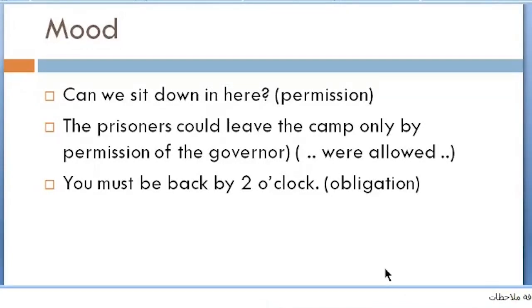The speaker has an intention in his mind, and he wants to reflect this intention through what? Through the modal auxiliaries, as far as English is concerned. Who can translate this one? You must be back by 2 o'clock. Who can render? يجب عليك. يتحتم عليك العودة عند الثانية.